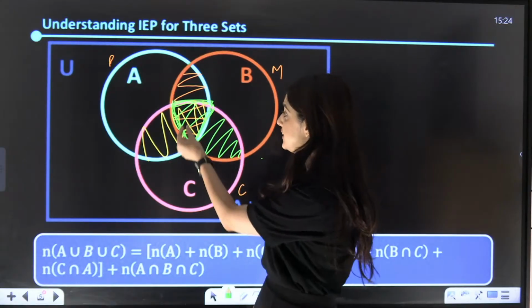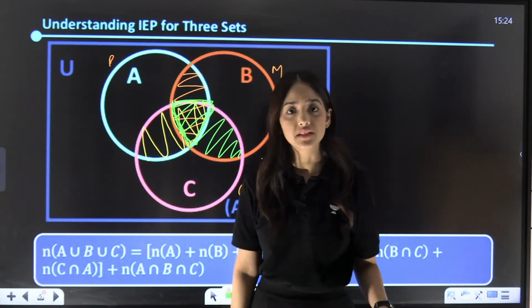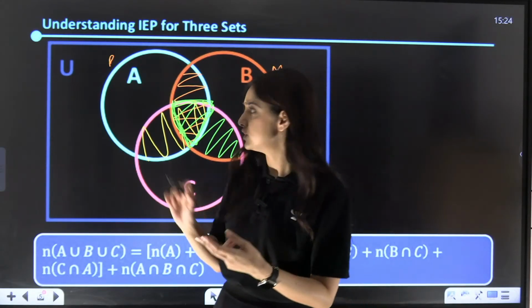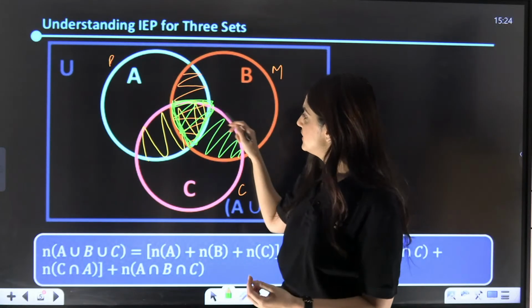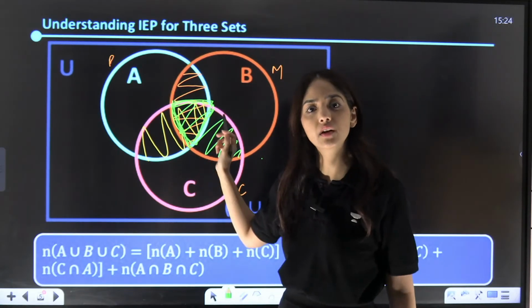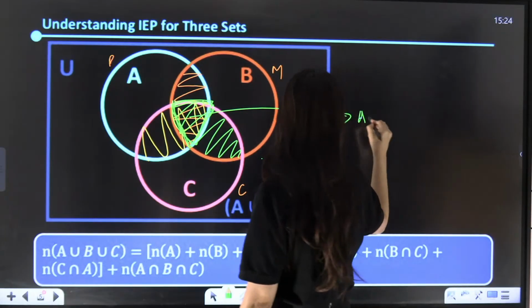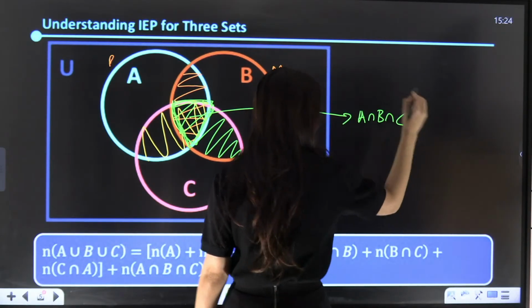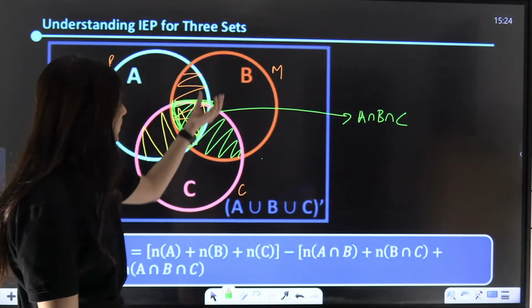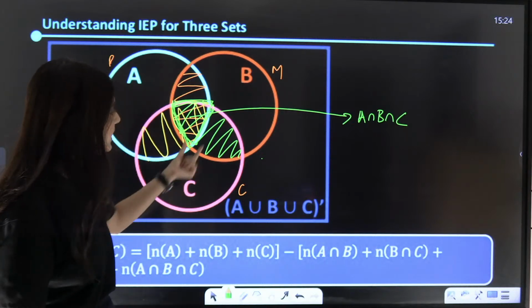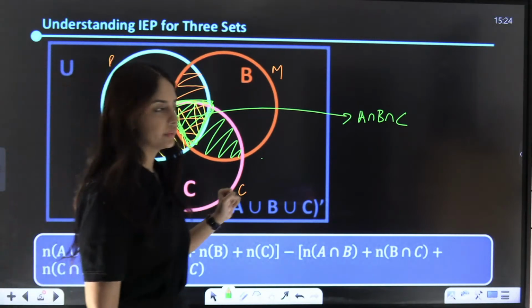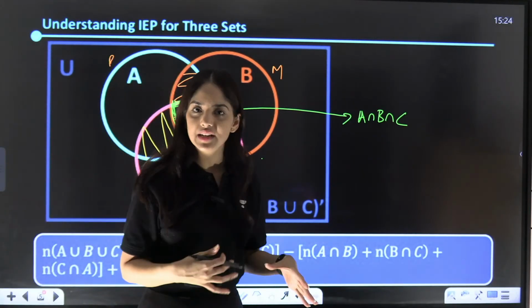Now if you look in the center, this triangular area, we can see yellow, orange, green, all three colors. That means they are teaching physics, they are teaching maths, and they are teaching chemistry. It's there in all the three circles. That means this is A intersection B intersection C. They are there in all of them, A and B and C, like that. Okay, so this is how you understand the Venn diagram.